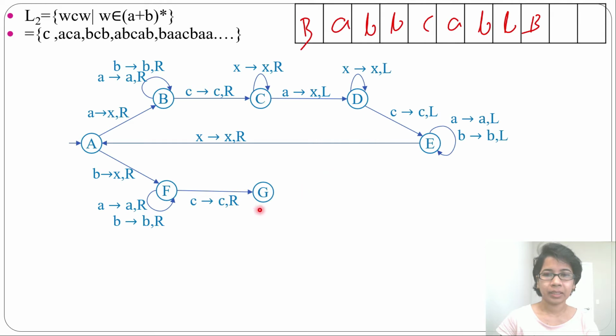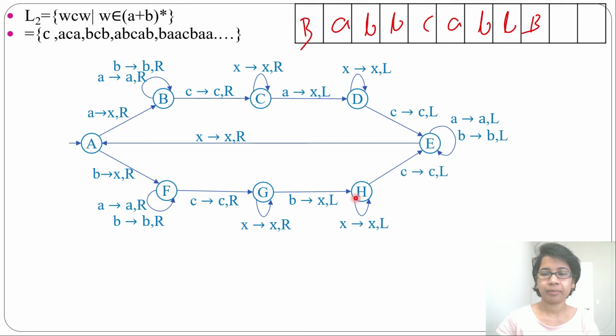Then it will see X. X will be X and it will move right. Then it will see B. When it sees B, B will change to X and it will move left. Then it may see some more X. X will be X and move left. Then it will see C. C will be C and move left. Now for all A and B, it will move left. Then when it sees X, X will be X and it will move right.